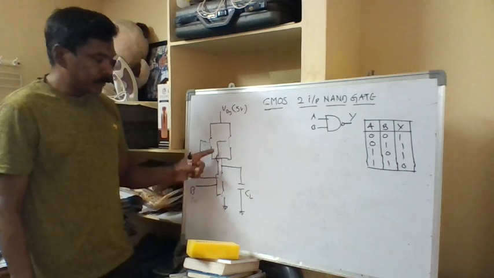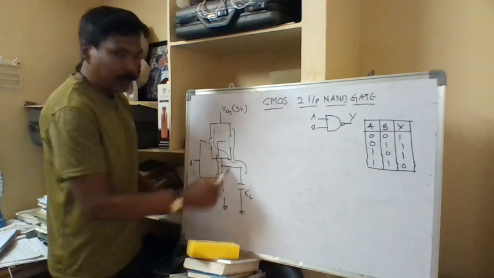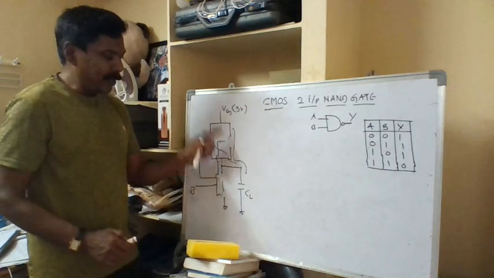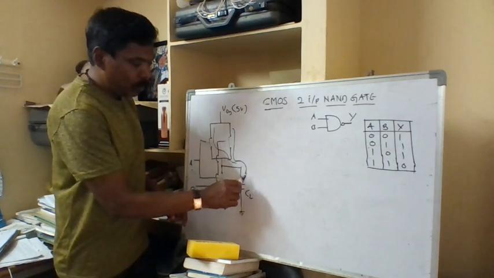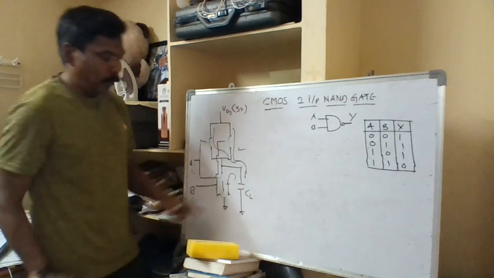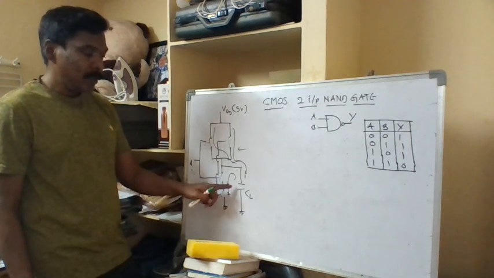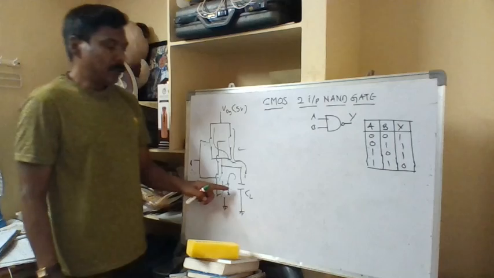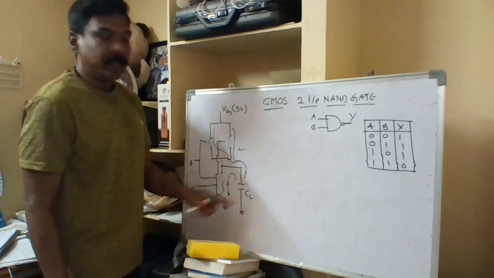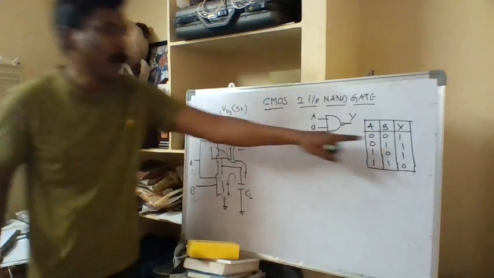In that case, there is a path for charging the output node. There are two paths, and both of them allow the current to flow to the output node. There is no way that the current will be discharged through the bottom, the current cannot be discharged. So the output node will be charged up to VDD, giving the output as logic 1. When both are 0, 0, the output is logic 1.